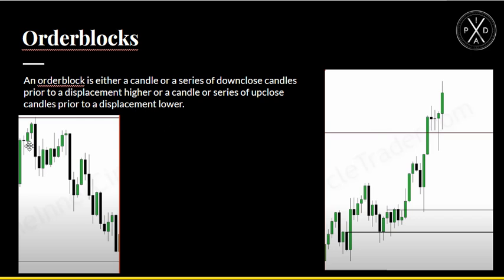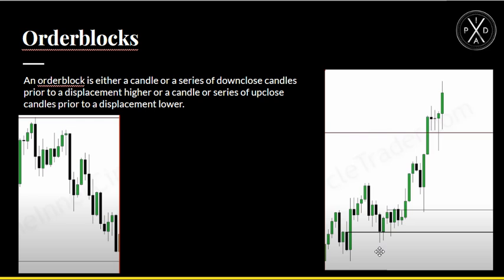So as you can see here, we have these two up closed candles, and then we see this massive move lower, and then we see that price comes back up. It hits that order block right here, the series of two up closed candles before the move lower. It mitigates that order block right here. It hits that order block, and then we see that price comes lower as a result of hitting that order block.